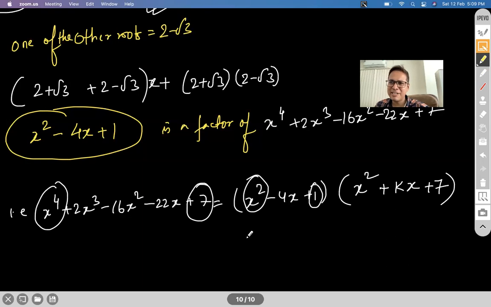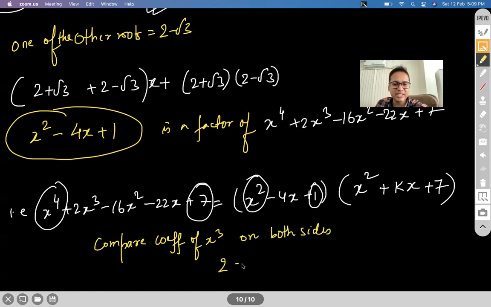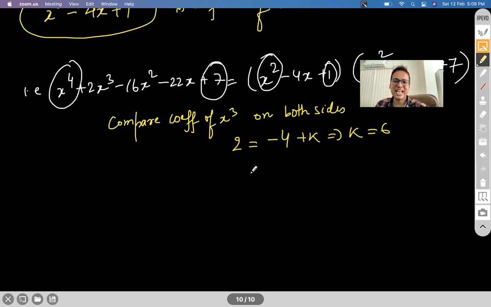Many of you would have literally gone for a long division by this particular quadratic polynomial, but it was not required. You could have done it like that also. So for getting my k, I will compare the coefficient of x cube on both sides. Left side will give me 2, but the right side will give me minus 4 plus k. Correct. That means the k value is six, which means I could factorize this as x square minus 4x plus 1 times x square plus 6x plus 7.